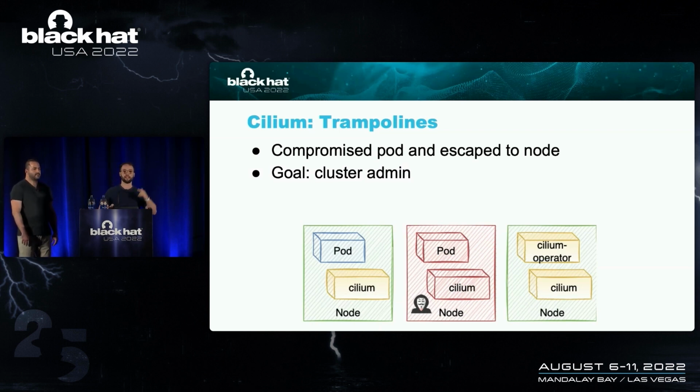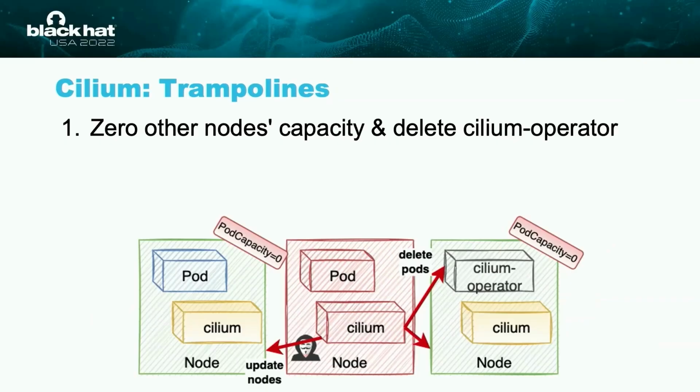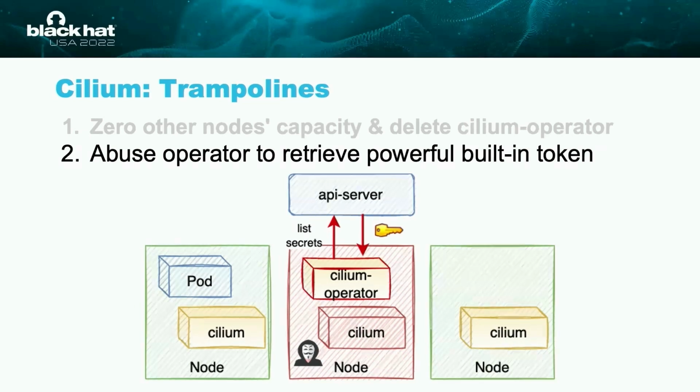Our approach to get cluster admin is to first use the Cilium daemon set permissions to steal the Cilium operator, and then use the Cilium operator permissions to get cluster admin. So let's see how the attack plays out. We're first going to use the Cilium daemon set permissions in order to make other nodes in the cluster unschedulable, using the same technique that we described earlier, setting their pod capacity to 0. We are again going to delete the Cilium operator pod, forcing Kubernetes to recreate it on our node. Now we have the Cilium operator service account at our disposal, and we can use it to list secrets and retrieve service account tokens in the cluster.